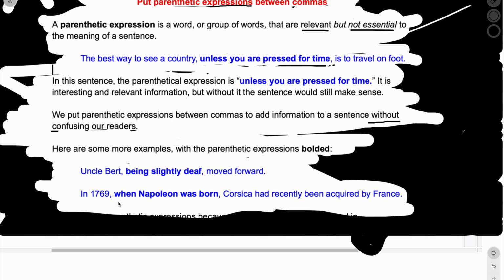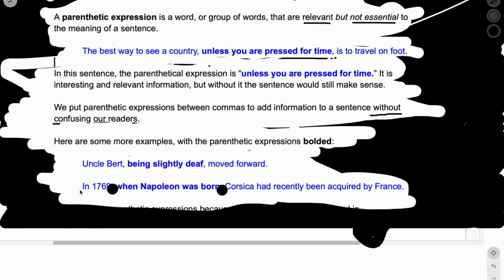And again, for the sake of argument, let's try reading it pretending that there weren't commas added, that we had a parenthetic expression without commas. It would say, in 1769 when Napoleon was born Corsica had recently been acquired by France. So again, does it make sense? It does make sense. The problem is that it's poorly written. It'll come across as confusing, as somewhat sloppy, and our readers are much more likely to be confused because we've added a parenthetic expression, but we haven't enclosed it or surrounded it between two commas.